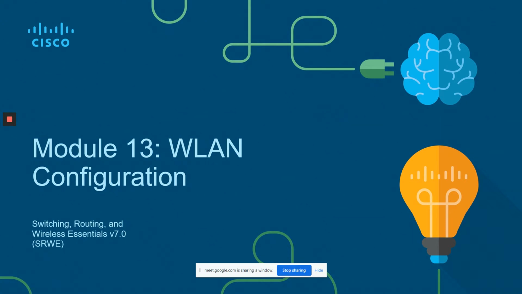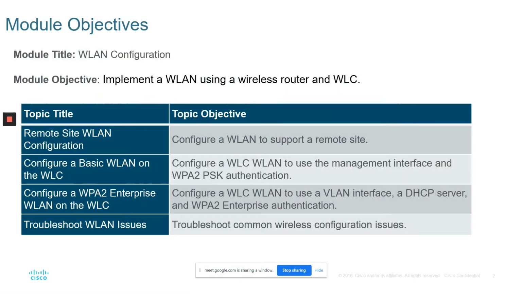Okay, so this is module 13, wireless LAN configuration. Today we're going to be discussing how we can configure a wireless LAN to support a remote site, and also we're going to configure a basic wireless LAN on the wireless LAN controller.